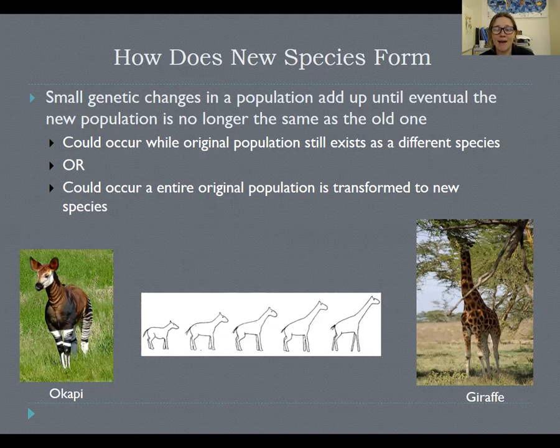And so that can happen at the same time when the original population exists, or when another group within that original population is moving in a totally different way. So we can have directional selection and disruptive selection leading to new species at the same time that an older ancestor species is still in existence.